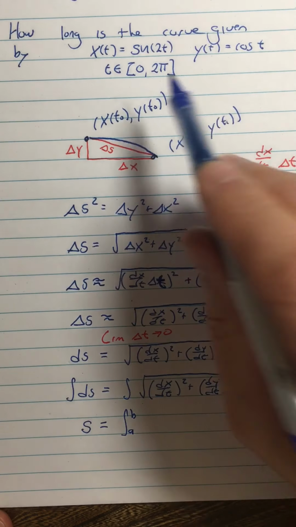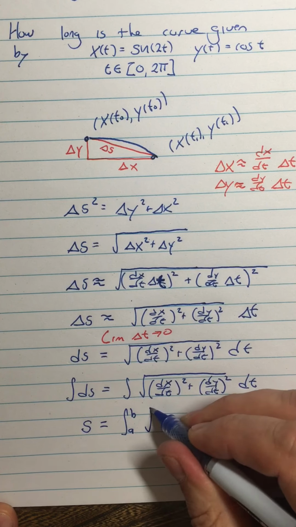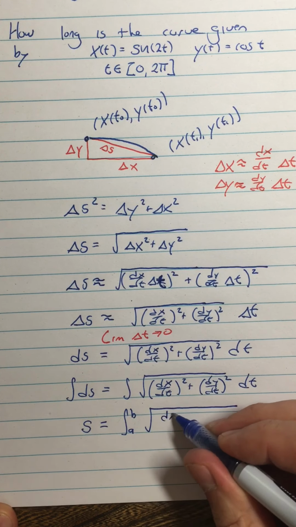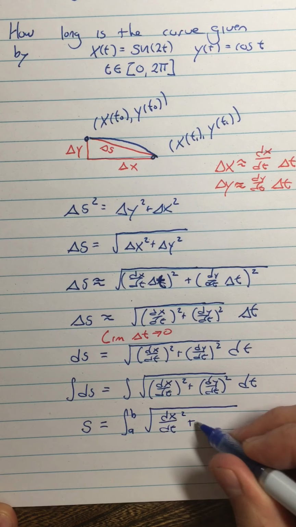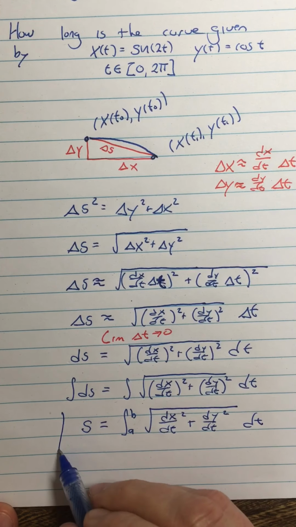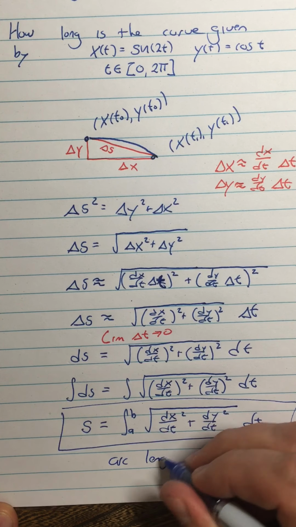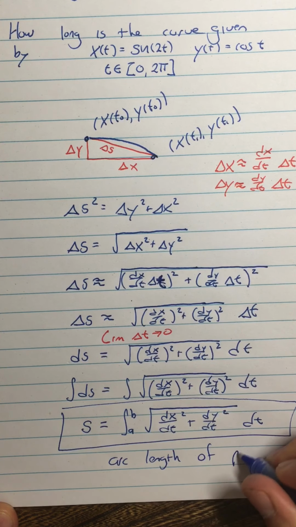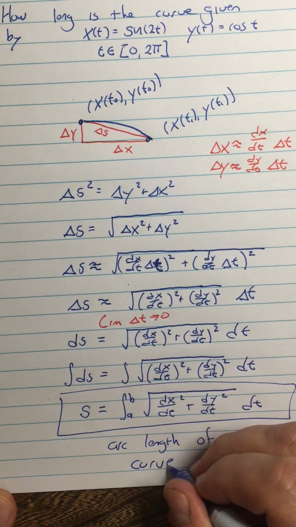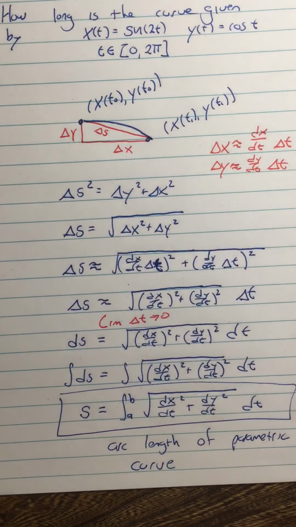The a and the b here are really more like the 0 and the 2 pi. So the integral from a to b of the square root of dx dt squared, and it's nice to put the parentheses, but you don't have to. A lot of people don't. Plus dy dt squared, dt. Here's a general formula for the arc length of a parametric curve, which we will now use to find the length of this shape and see why the thing we come up with makes sense.